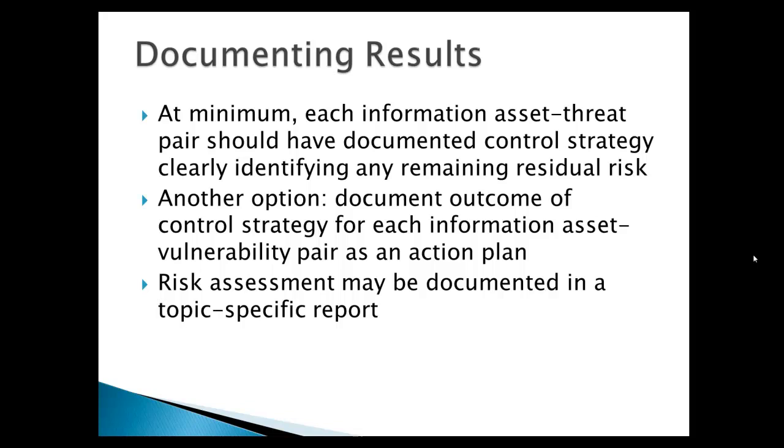And of course, because this is a process that has to be followed on an annual or semi-annual basis, documentation is very important. At a minimum, each information asset vulnerability pair should have a documented control strategy that clearly identifies any residual risk remaining after the proposed strategy has been executed. Some organizations document the outcome of the control strategy for each information asset vulnerability pair as an action plan. This action plan includes concrete tasks, each with accountability assigned to an organizational unit or an individual.